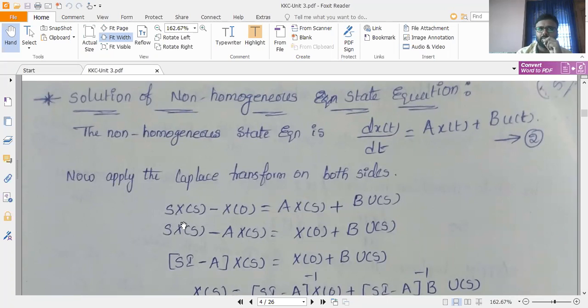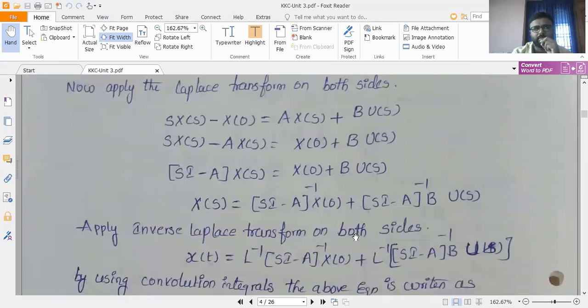So we obtain the equation s into X of s minus x of 0 is equal to A into X of s plus B into U of s. Transferring A into X of s to this side, we get s into X of s minus A into X of s is equal to x of 0 plus B into U of s. Taking X of s as common, we get (sI minus A) into X of s is equal to x of 0 plus B into U of s.